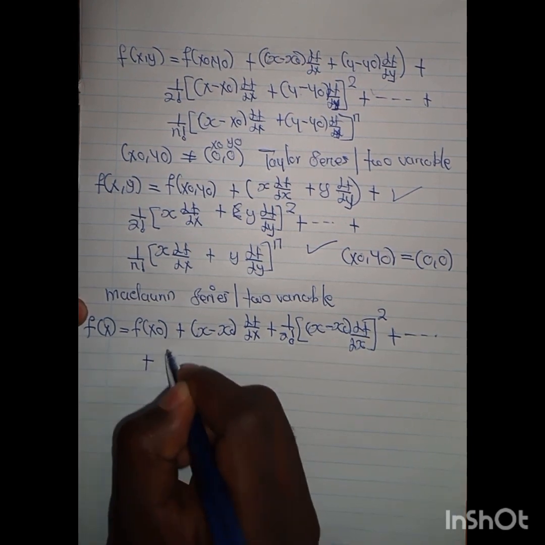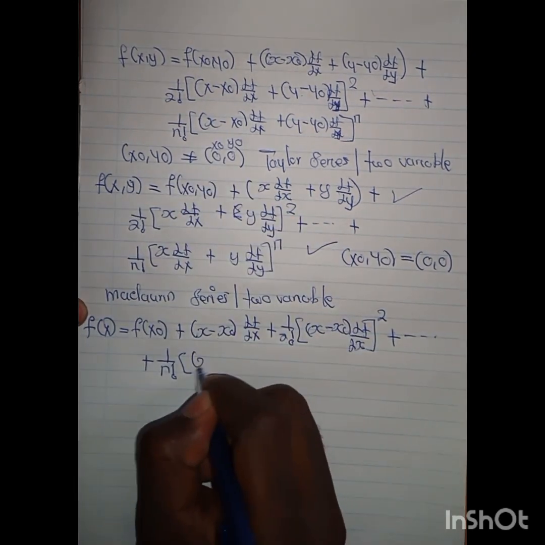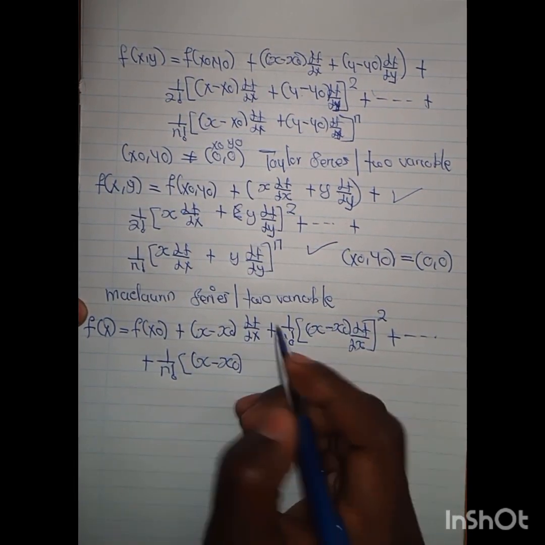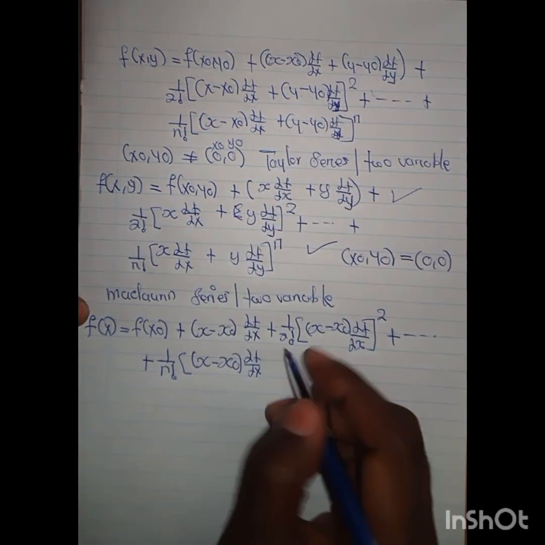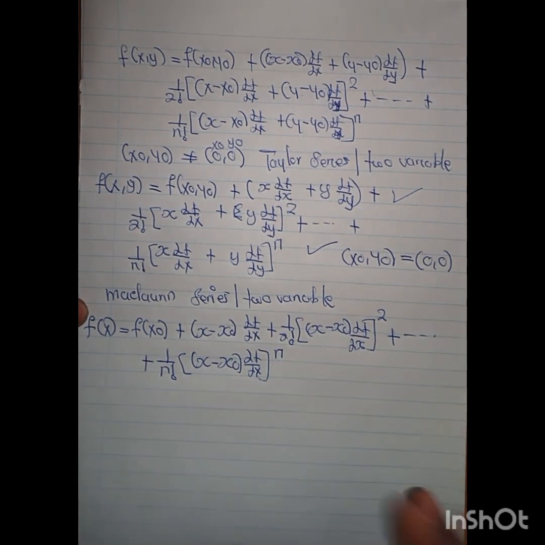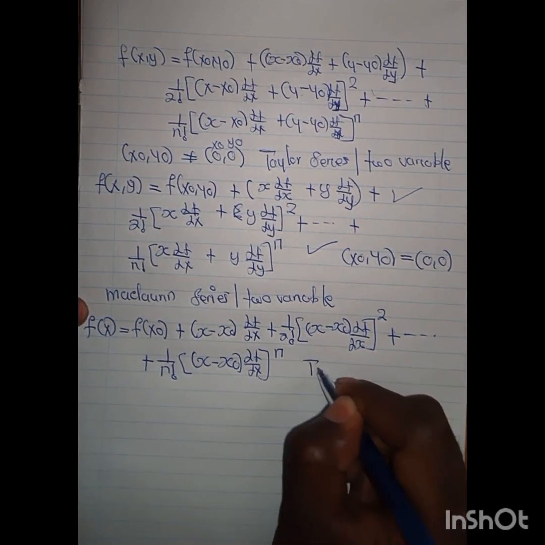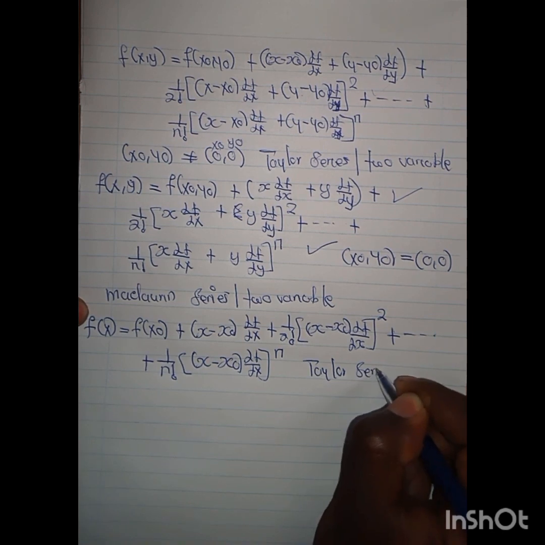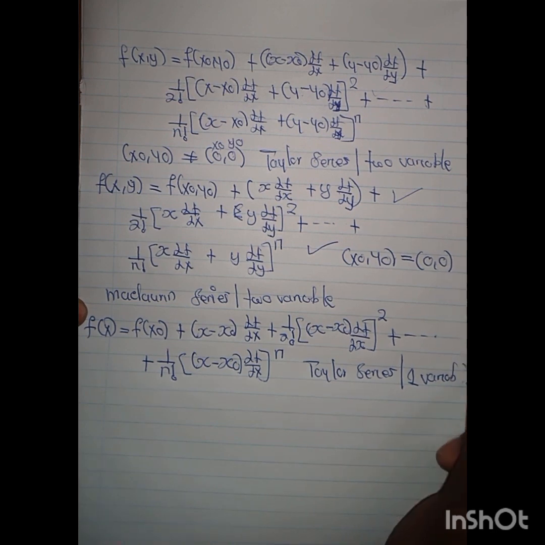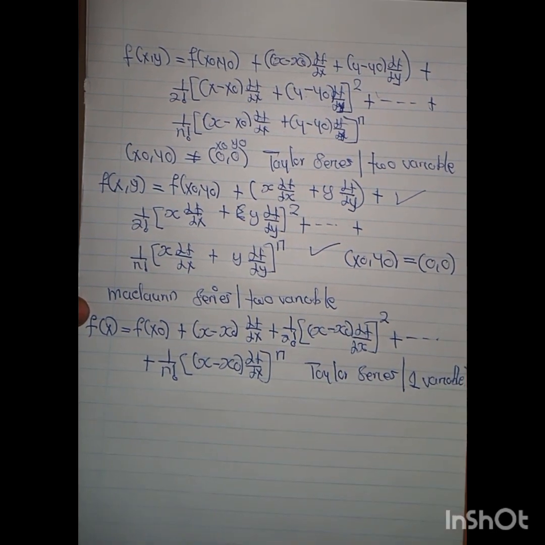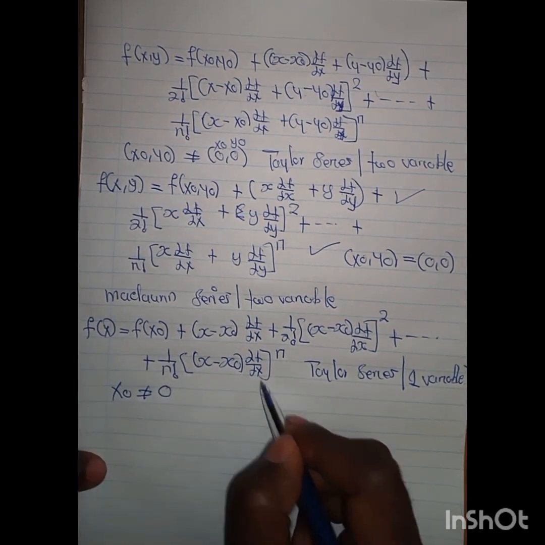So we have 1 over n factorial x minus x0 df dx. Then this part becomes 0, and then we raise everything to the n. Now this formula is called the Taylor series with one variable, provided that x0 is not equal to 0. So we use this formula.